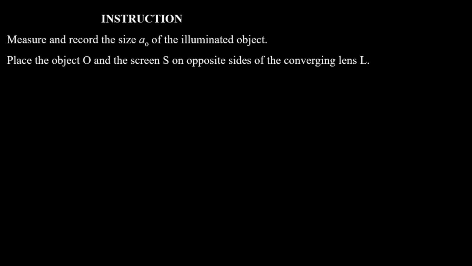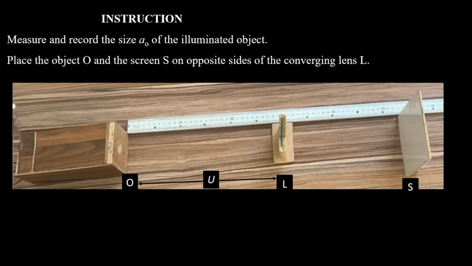And then we're told to place the object O and the screen S on opposite sides of the converging lens L. What does that mean? Here we have the screen S, we have the lens L, which is suspended by the lens holder, and then we have our ray box. Now, where is the object? Behind the surface of this ray box are metal threads that can be seen through a hole here. Alright, those metal threads are the objects. Okay, they are considered as the objects.